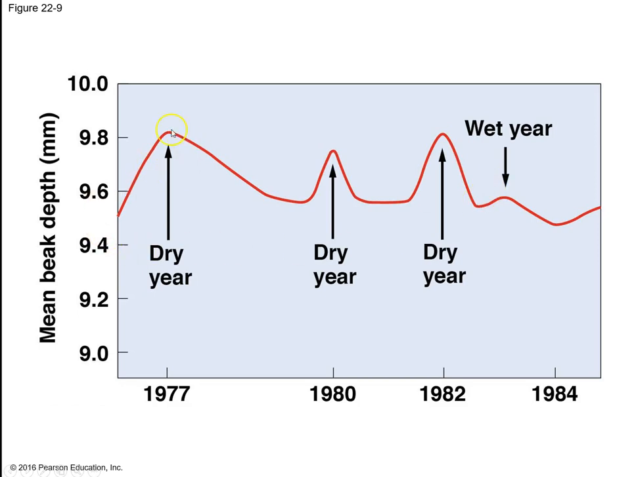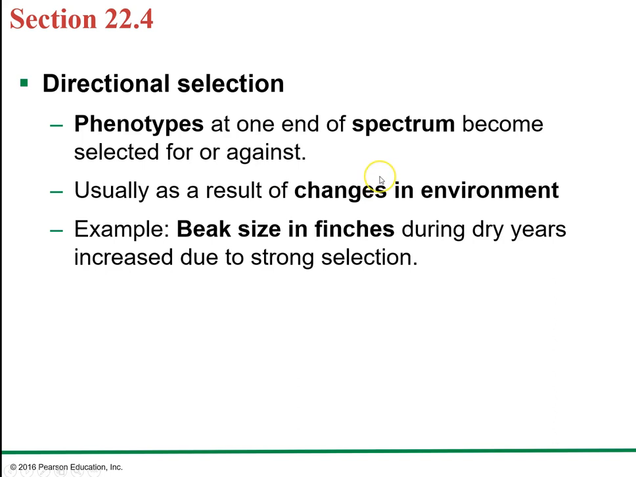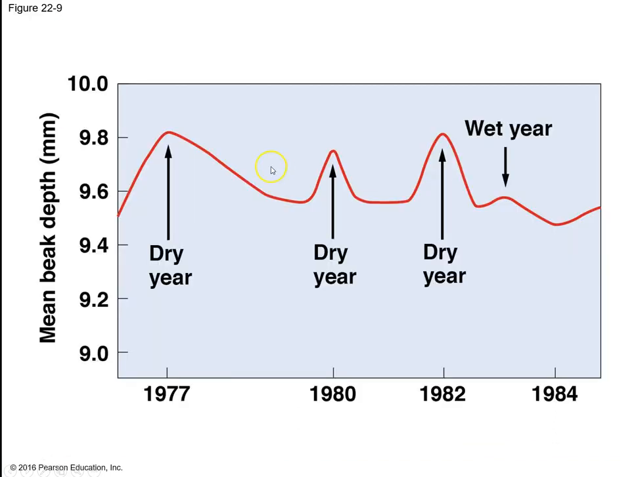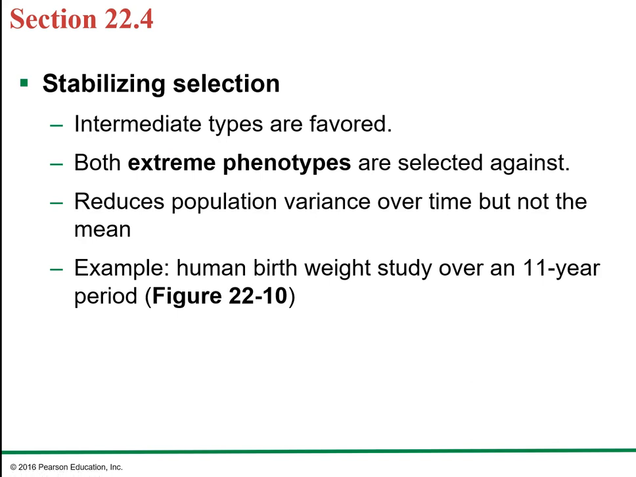And so again, you see this selection for a larger beak size, because obviously it gives them the ability to get to their food source a little bit easier. So it's basically showing you that one end of this spectrum becomes favored, this increase in beak size. When you talk about stabilizing selection, this is where intermediate types are favored.